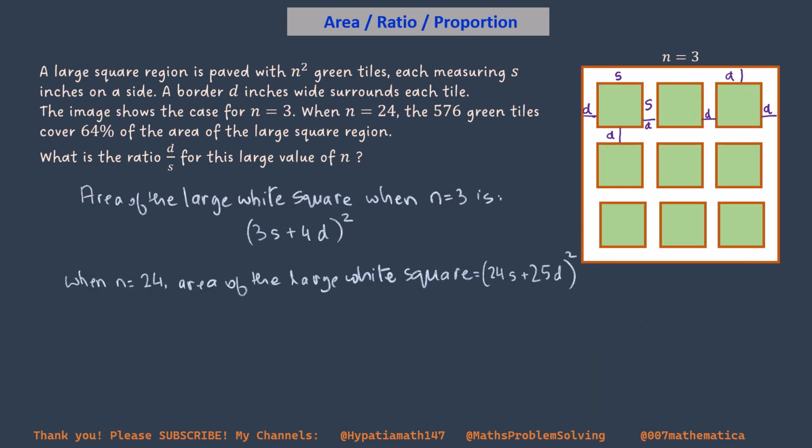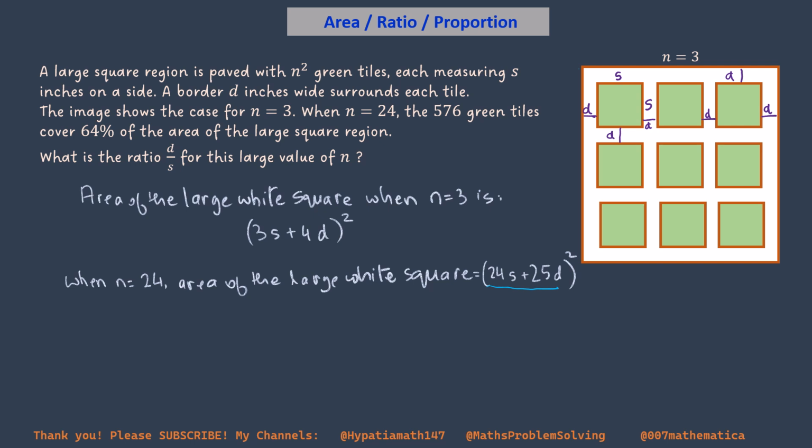So when we go to the next thing, that is n is 24, we can write 24s plus 25d as the length of the side. So this is 24s plus 25d, the one with 24 squares in a row length, 24 squares.